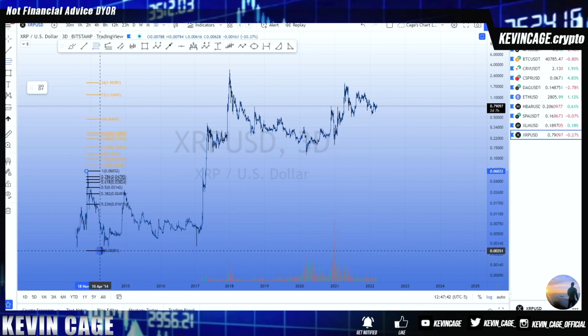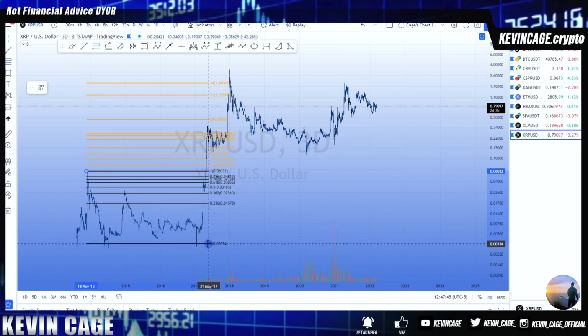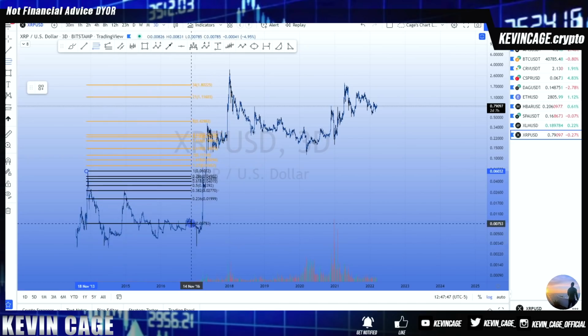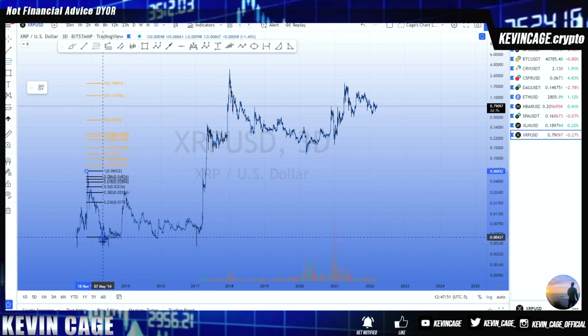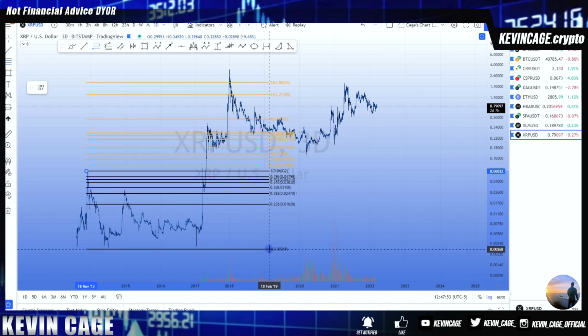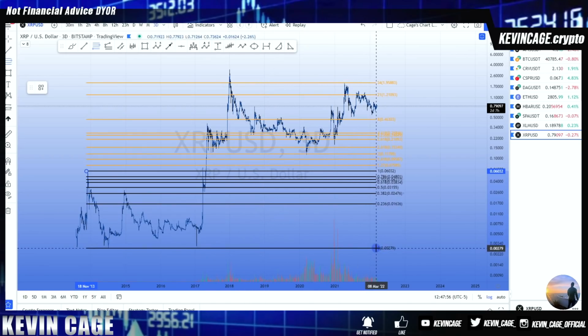To the low, we have a wick down here, a wick down here, a wick down here, and a fourth one right here before XRP did that big crash and then finally went on its parabolic rise. So all we're going to do is swing high, swing low, and go to the all-time low, okay? We're going to drag all the way over.